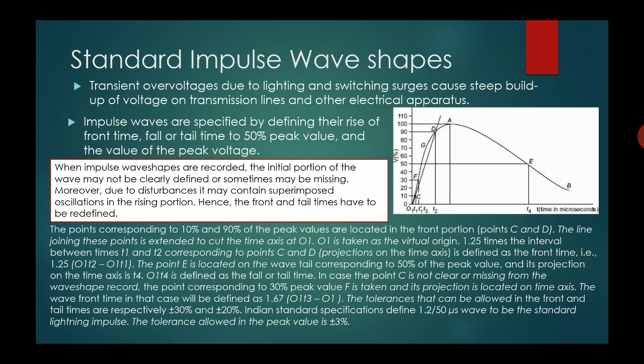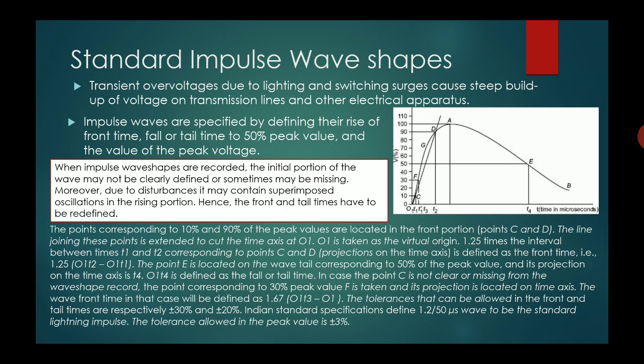The tolerance that can be allowed in the front and the tail time are respectively 30% and 20%. So we can have an error of 30% for the rise time and 20% for the tail time. The Indian standard specification defines 1.2 divided by 50 microsecond to be the standard lightning impulse. The tolerance allowed in the peak value is 3%.